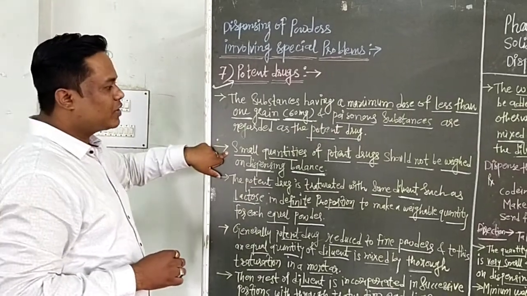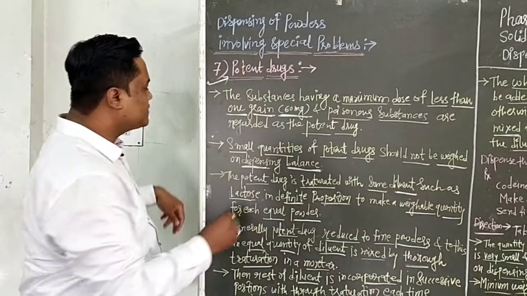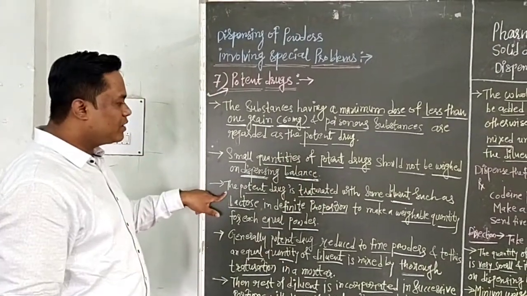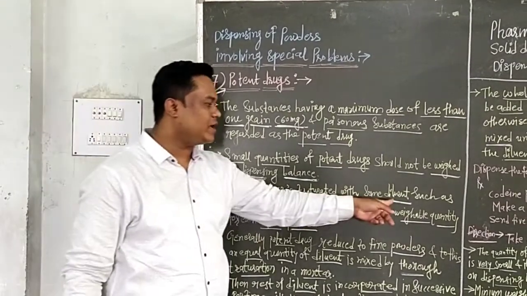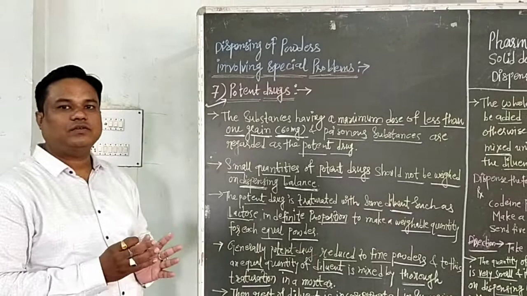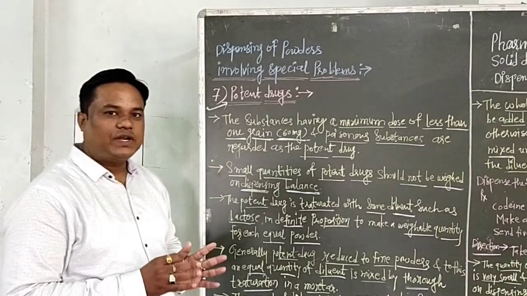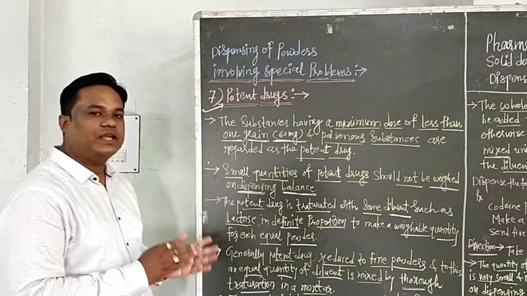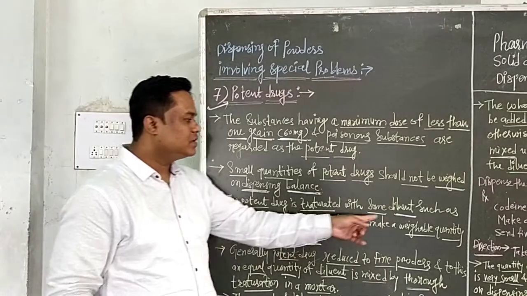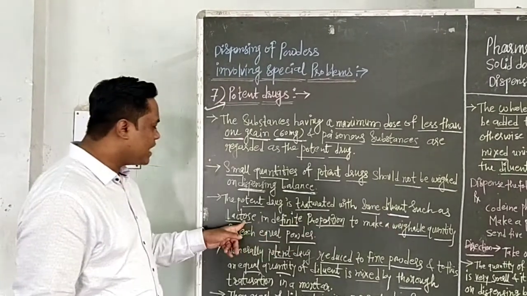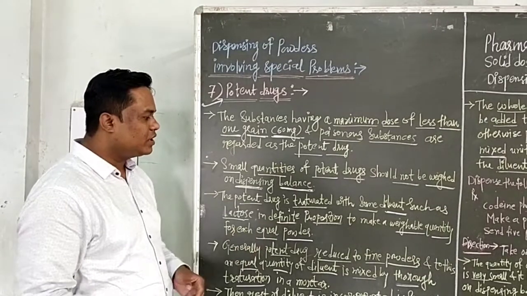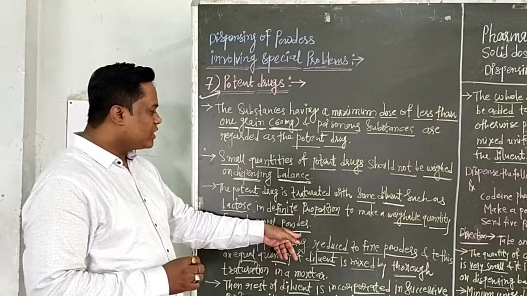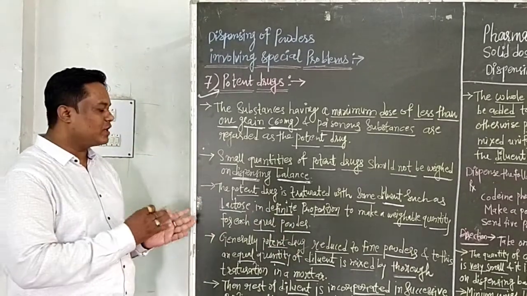Because small quantities of potent drugs should not be weighed on a dispensing balance because of the sensitivity problem, the potent drug is triturated with some diluent. Diluents are fillers, inert materials which do not give any pharmacological action but increase the weight of the powder. A diluent such as lactose is added in definite proportion to make a weighable quantity for each powder.